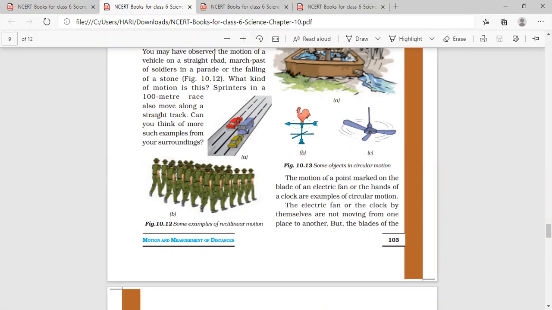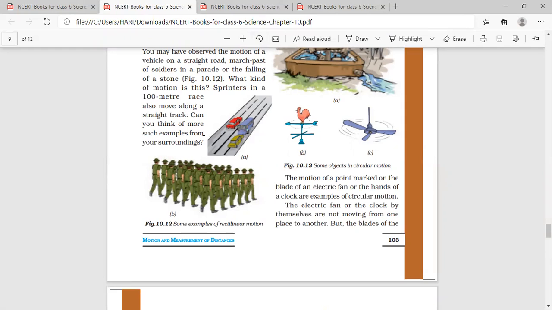You may have observed the motion of a vehicle on a straight road, march past of soldiers in a parade, or the falling of a stone. What kind of motion is this? Sprinters in a 100-meter race also move along a straight track. Can you think of more such examples from your surroundings?